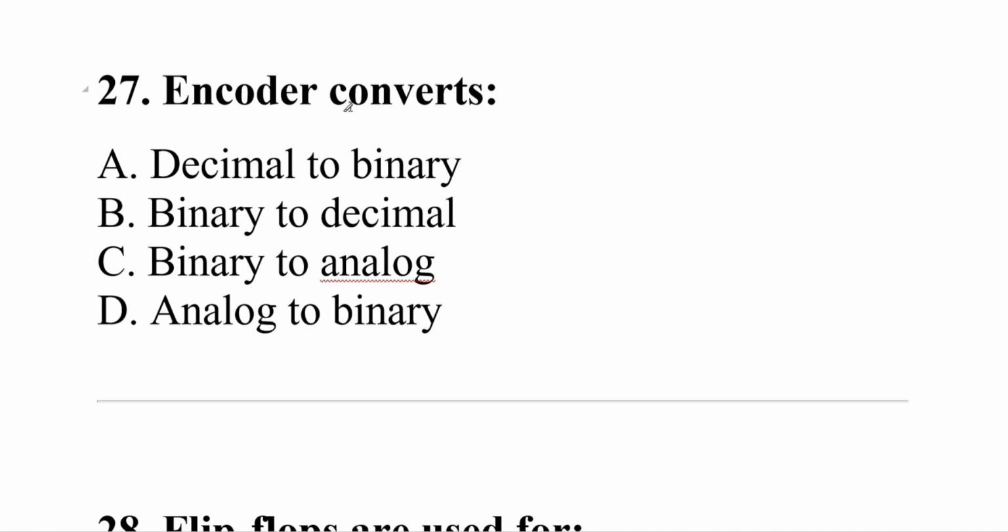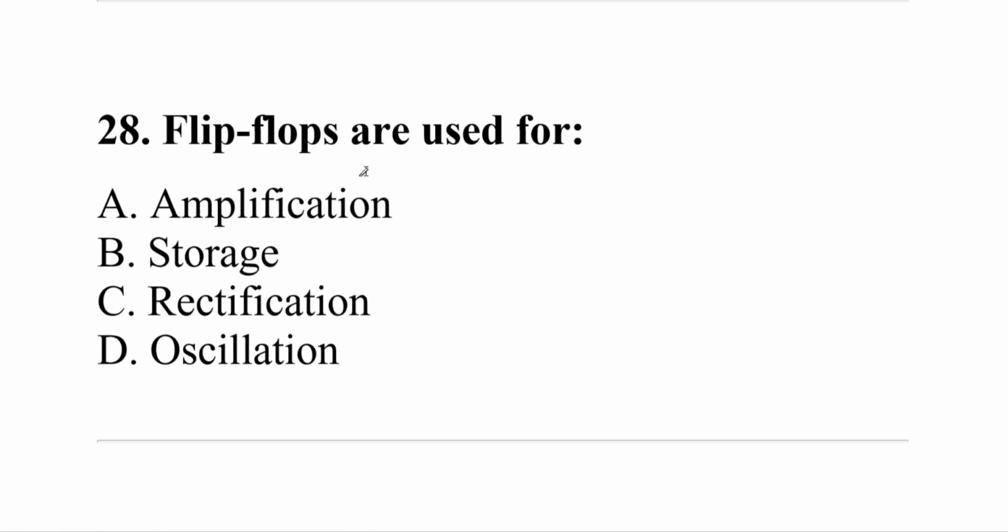Encoder converts option A decimal to binary, option B binary to decimal, option C binary to analog, option D analog to binary, and the correct answer is option number A, that is decimal to binary. It means encoder generates binary codes from active inputs. Moving to question number 28.